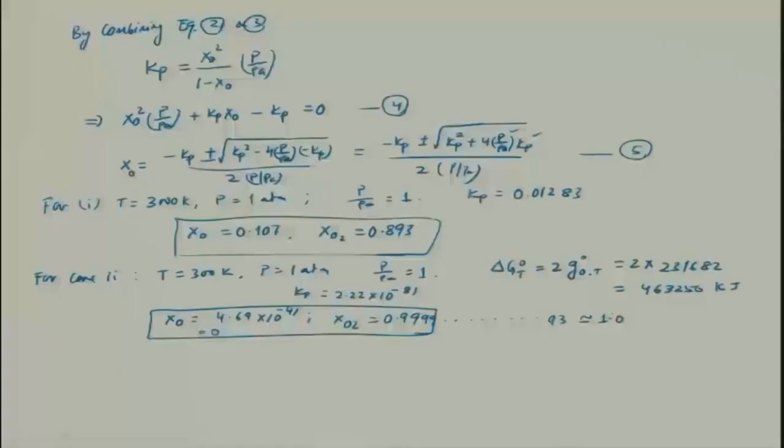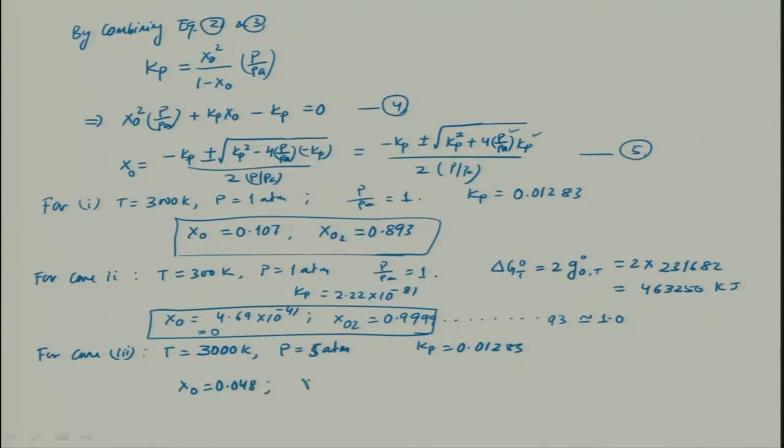Are you getting it? So, now we will consider case 3, temperature 3000 Kelvin and pressure 5 atmospheres. We have already done that; the Kp value will be the same, 0.01283. And x_O will be 0.048, and x_O2 will be 0.95104.